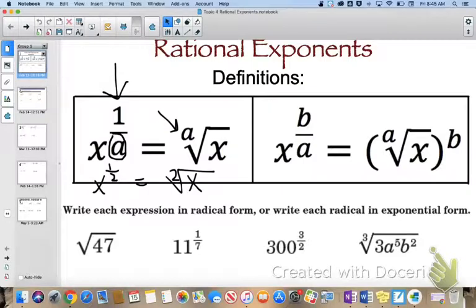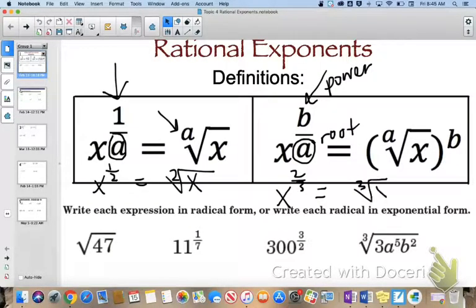Okay, now if it's something like b over a, where you have a number on the top, a is the root, and b is the power. Okay, so it's the a-th root of x to the b power. So something like x to the 2/3, you do the cube root of x, and then you square that. Okay, so we're going to work through a lot of these, don't worry. First of all, though, we're just going to practice writing in different forms.